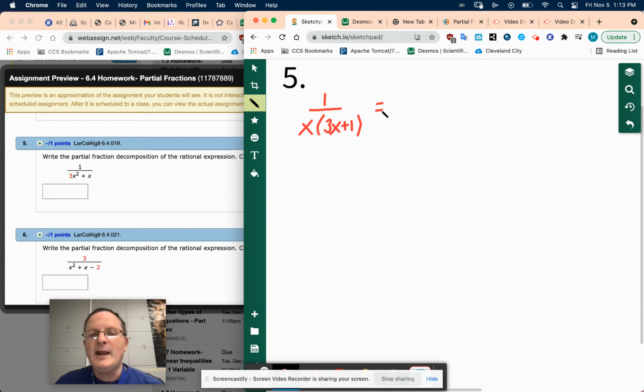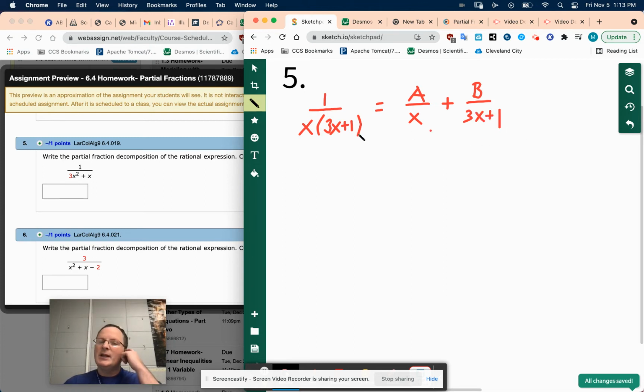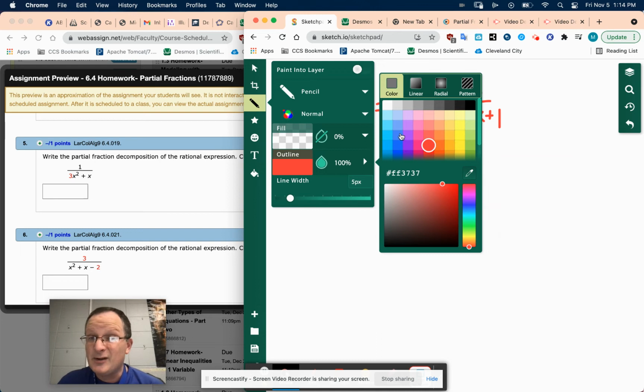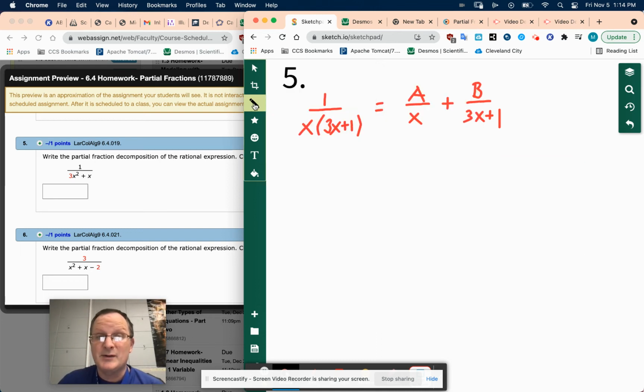Okay, and then the right-hand side then, we'll have some constant here over x, and then plus some constant here. And these will just be constants because these denominators are linear terms, okay? In other words, they have exponents of 1. All right, now, at this point, what you do is you get rid of all the fractions, and you do that by multiplying everything by the least common denominator, all right? And the least common denominator is simply the two denominators multiplied together.